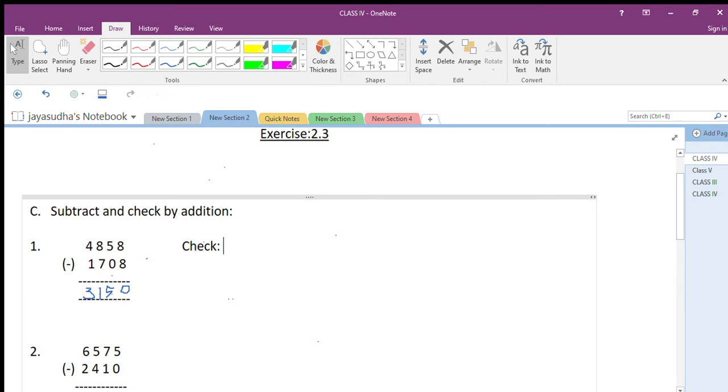The subtraction answer you want to check now. Okay, how do you check? First you write the answer of the subtraction. What is the answer here? 3000. $150.